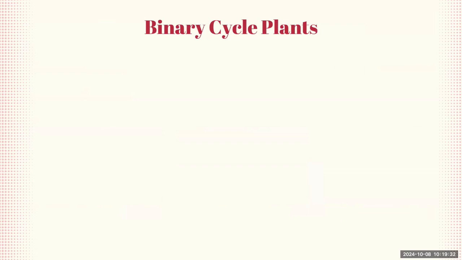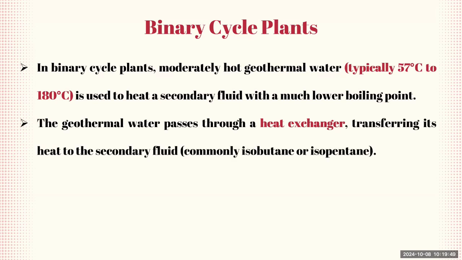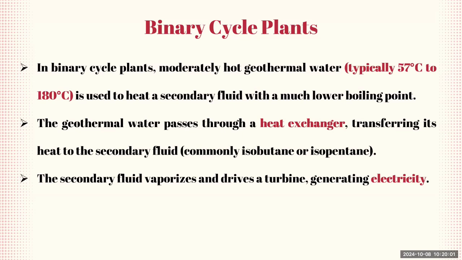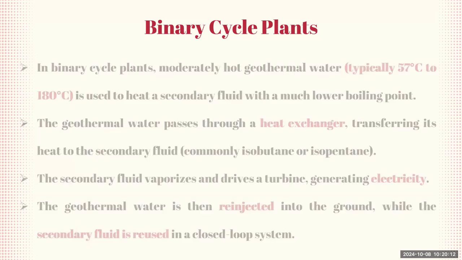Now let's talk about the final type, which is the binary cycle plants. So in these plants, moderately hot geothermal water, typically between 57 degrees Celsius to 180 degrees Celsius, is used to heat a secondary fluid that has a much lower boiling point. The geothermal water passes through a heat exchanger, transferring its heat to the secondary fluid, which is often isobutane or isopentane. So the secondary fluid vaporizes and drives a turbine, generating electricity. Afterwards, the geothermal water is re-injected into the ground, while the secondary fluid is reused in a closed-loop system.